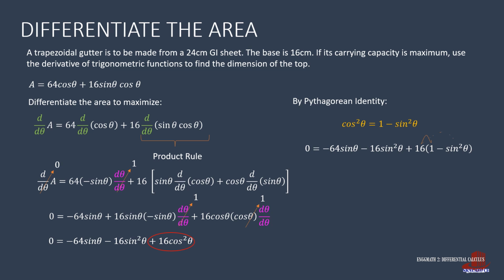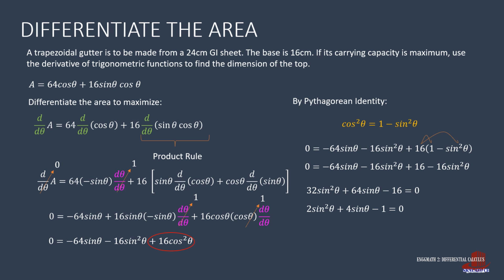Next is to distribute 16 into the terms of the binomial, thus having 0 equal to negative 64 sine theta minus 16 sine squared theta plus 16 minus 16 sine squared theta. Collect similar terms and get 32 sine squared theta plus 64 sine theta minus 16 equal to 0. Reduce the coefficients and get 2 sine squared theta plus 4 sine of theta minus 1 equal to 0.